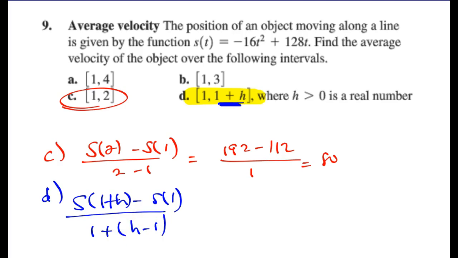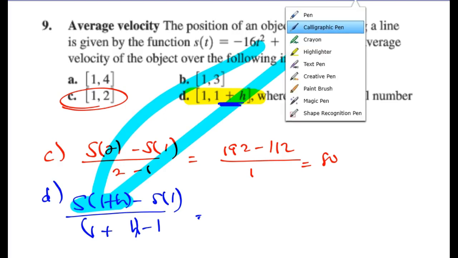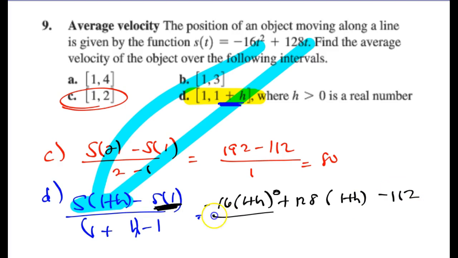Oops, I put the parentheses in the wrong spot, so sorry. Minus 1, 1 plus h minus 1. And then evaluating this function at 1 plus h means go to this function and plug in 1 plus h every time you see a t. So negative 16 times the quantity 1 plus h squared plus 128 times 1 plus h minus 112. That's the function evaluated at 1. All divided by h.